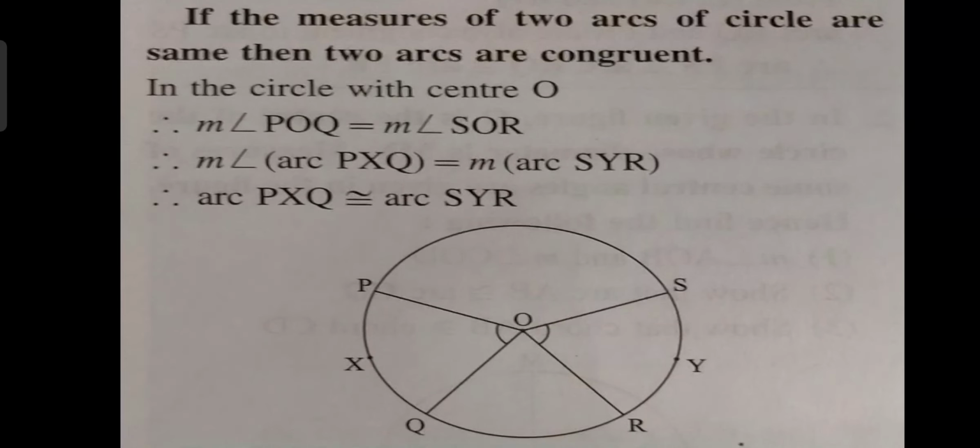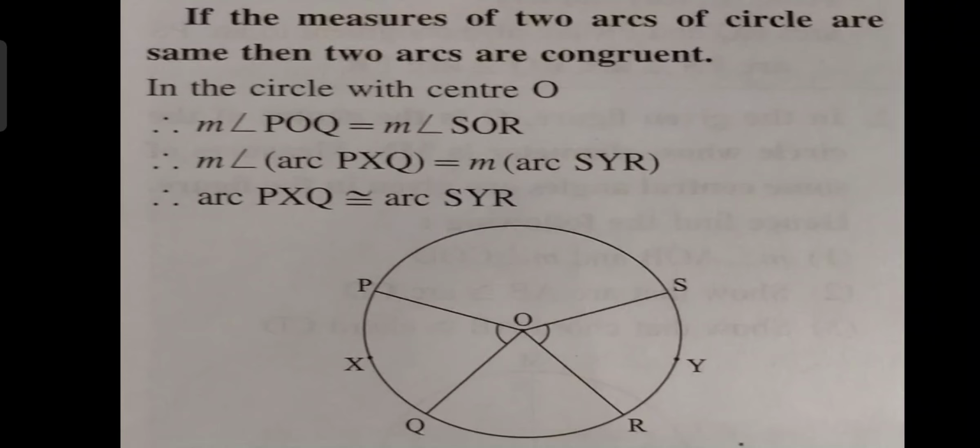If the measures of two arcs of a circle are the same, then the two arcs are congruent. If the measures of the arcs of the circle are both the same, are they called congruent arcs? So let's see, in the circle with center O, we have measure of angle POQ equal to measure of angle SOR. The angles are the same. So what we have said is that whatever is the angle, that is the measurement of the arc.